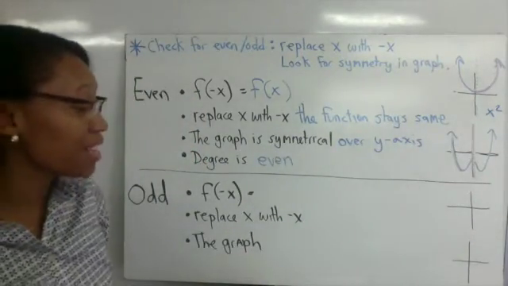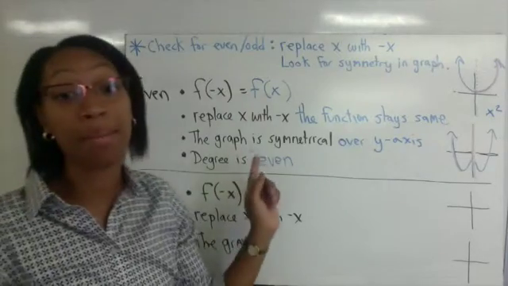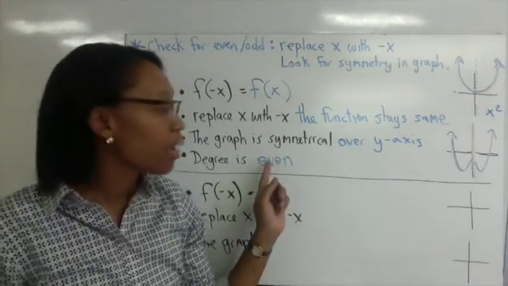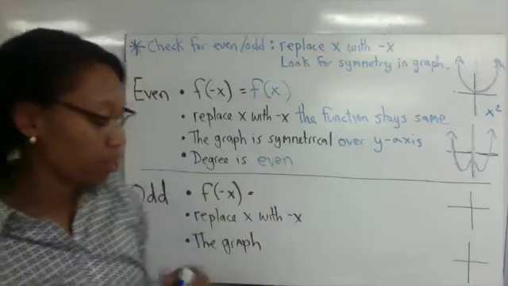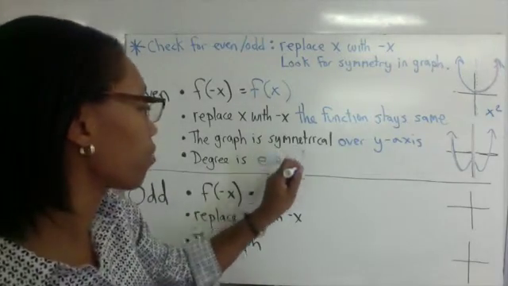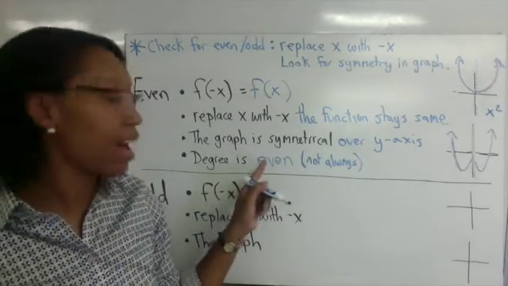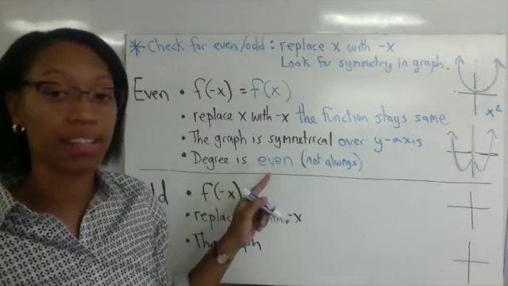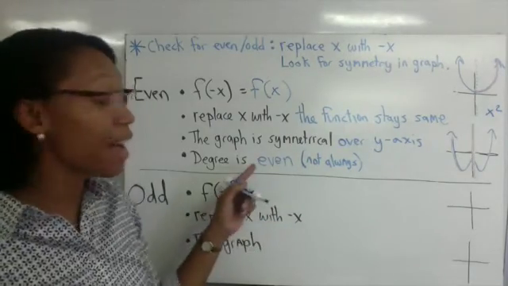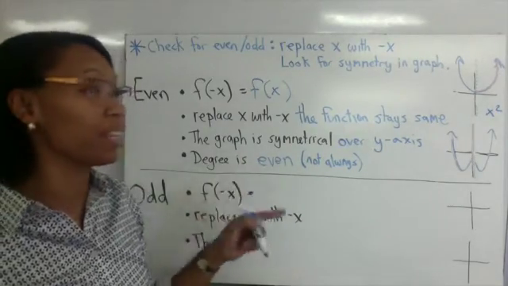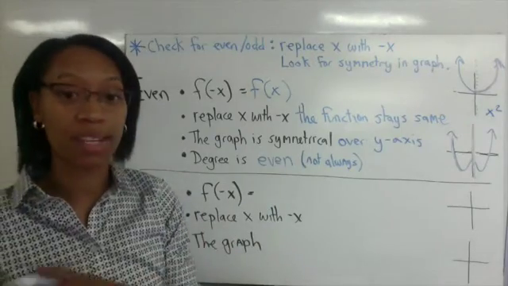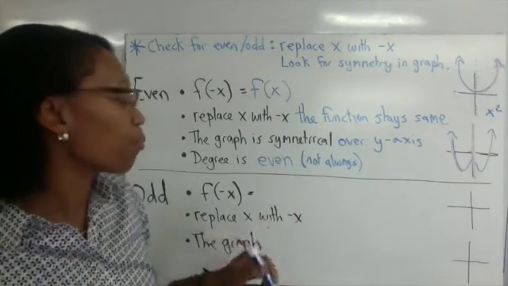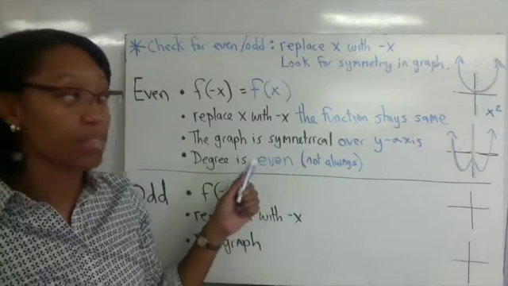Now, just because the degree is even does not mean that it's going to be an even function, because it could be off of center. So let's just put not always. Okay? You can't just see that it has an even degree and say, oh, it's going to be an even function. But if the highest exponent is even, then either it's going to be even or it's going to be neither. So, okay, we're going to see that in our example.